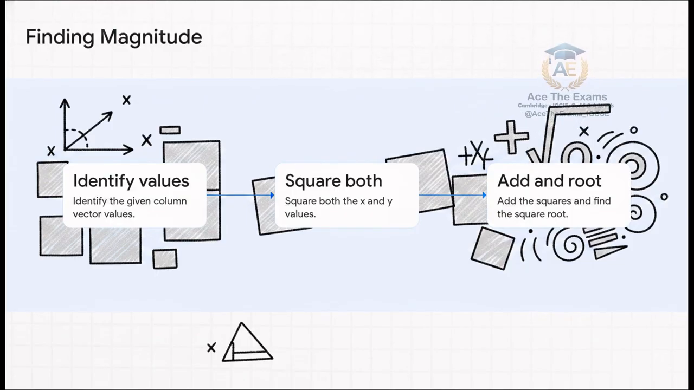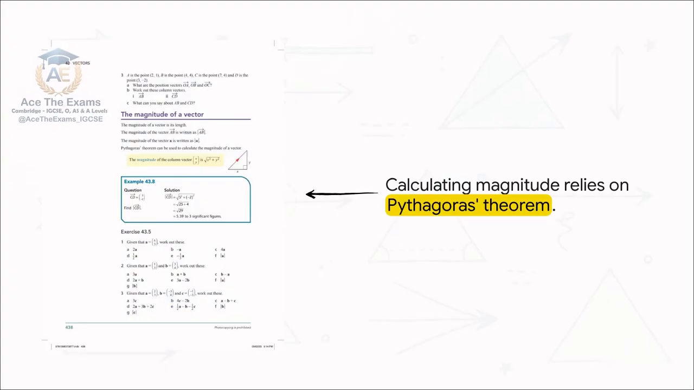The steps are super straightforward. First, identify your x and y values from your column vector. Second, square the x value. Third, square the y value. And finally, just add those two squares together and find the square root of the total. Does that sequence of squaring and square rooting sound familiar to anyone? Because it absolutely should. Yep, calculating magnitude is quite literally just applying Pythagoras' theorem.